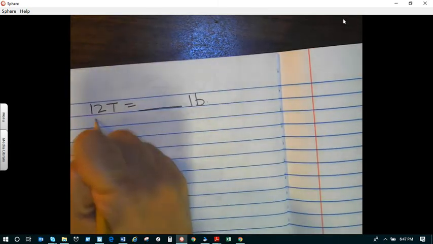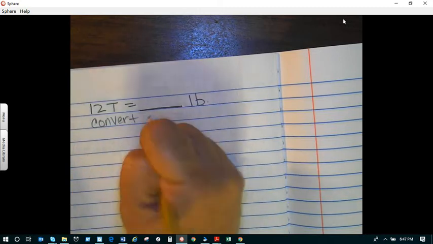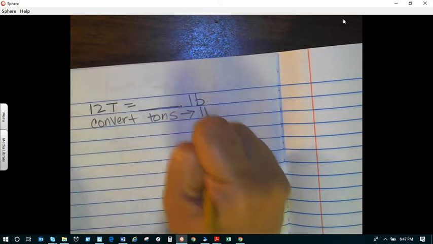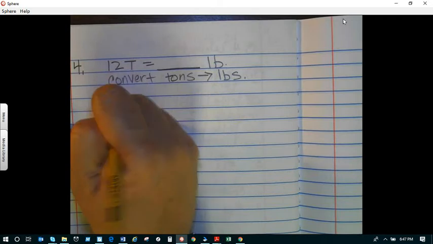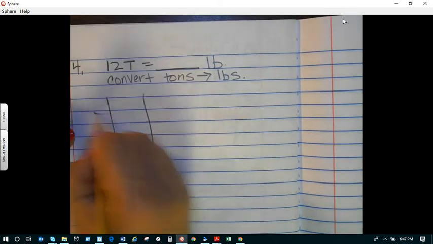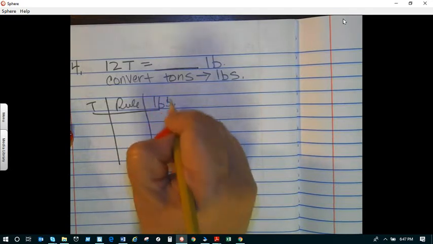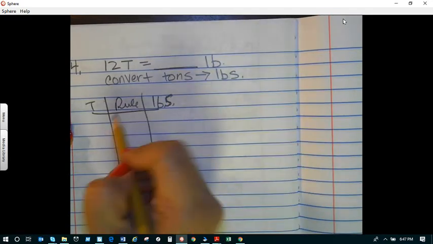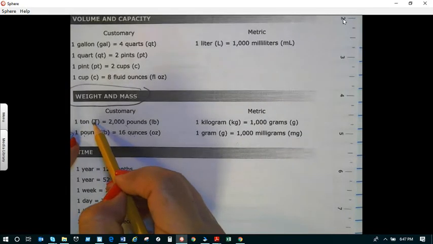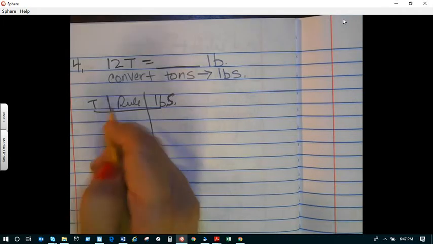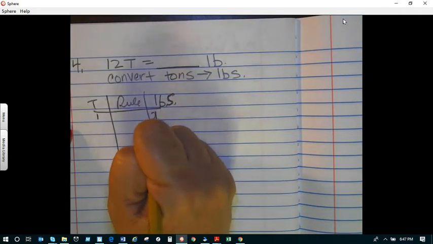So now I'm going to have number 4. Number 4 reads, 12 tons is equal to how many pounds? I'm going to convert tons to pounds. Input-output table. Write my rule, going to tons to pounds. It's supposed to be an S. Sorry about that. Well, I know, looking at my conversion chart, 1 ton is equal to 2,000 pounds. 1 ton is equal to 2,000 pounds.